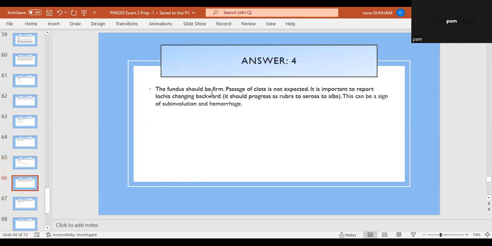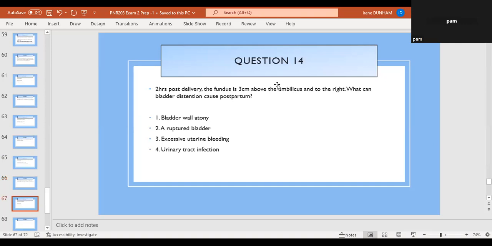Yes. So the fundus should be firm. We said that. The passage of clots is not expected. It is important to report lochia changing backwards. It should progress from rubra or serosa to alba. This can be a sign of subinvolution and hemorrhage. And subinvolution is where something is causing the uterus not to involute, which we know involution is a return of the uterus to its pre-pregnancy state. Okay.